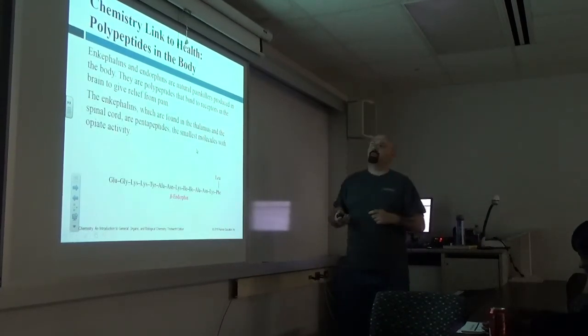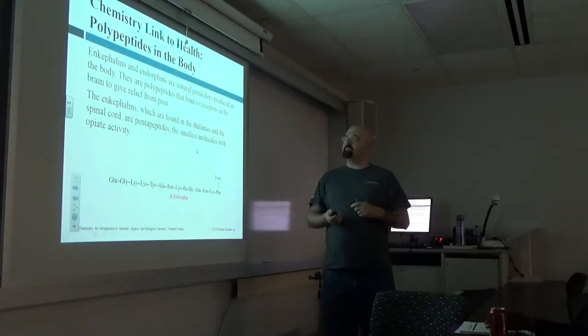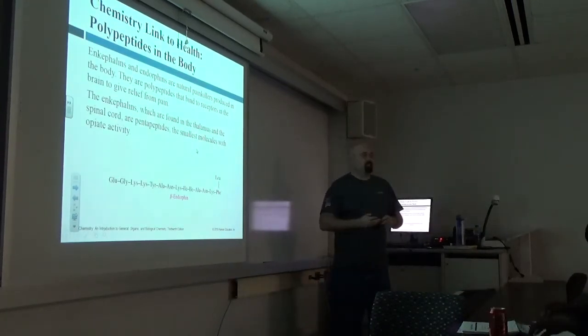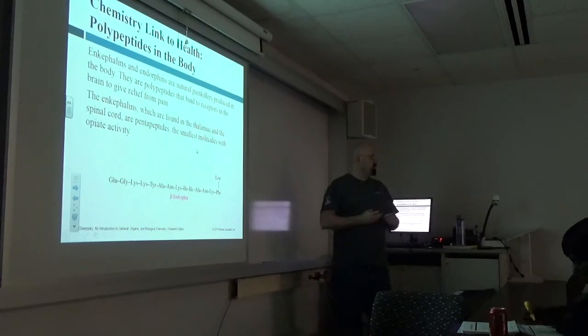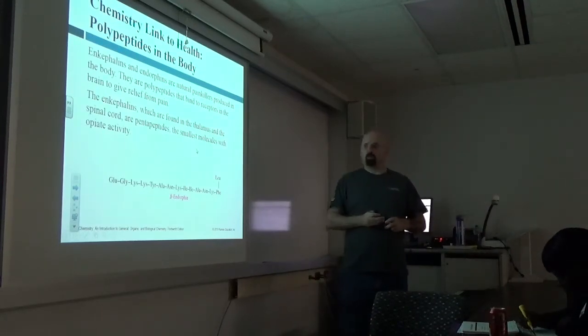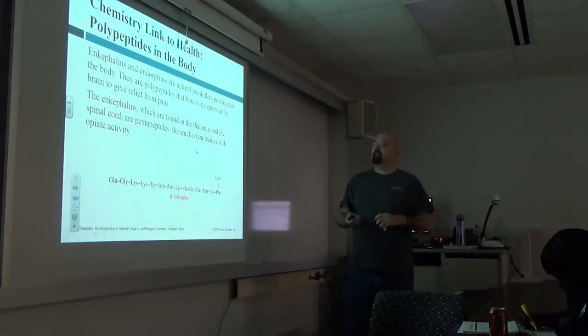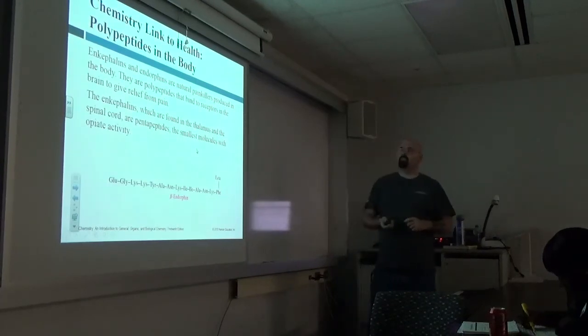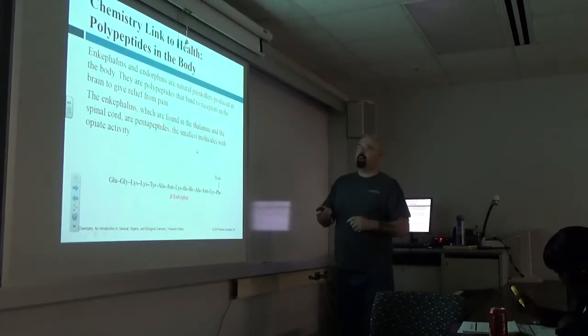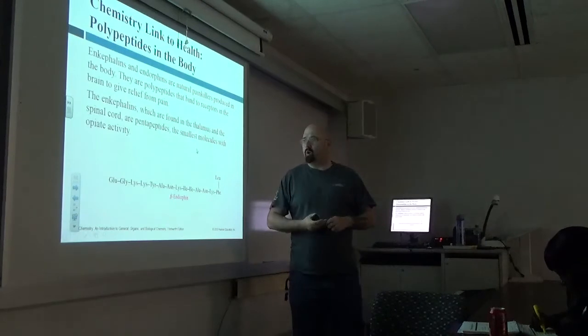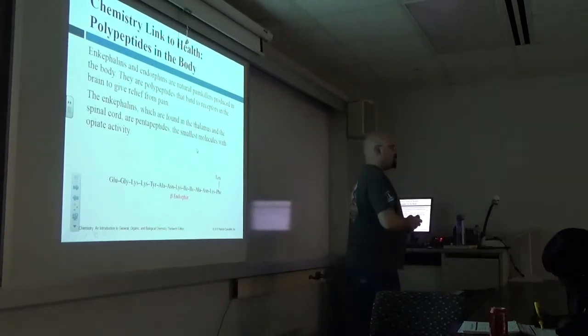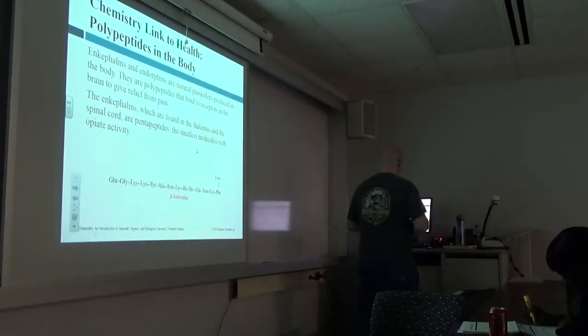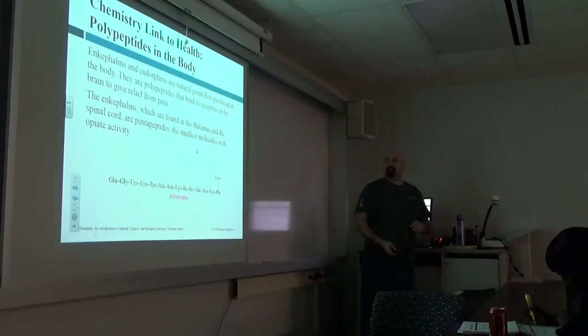There's another group, enkephalins and endorphins, natural painkillers that you guys are probably aware of. Endorphins, always like, hey, you need to get that endorphin rush. Enkephalins are found in the thymus and the spinal cord. They are pentapeptides, the smallest molecule with an opiate activity. They bind to opiate receptors as painkillers.